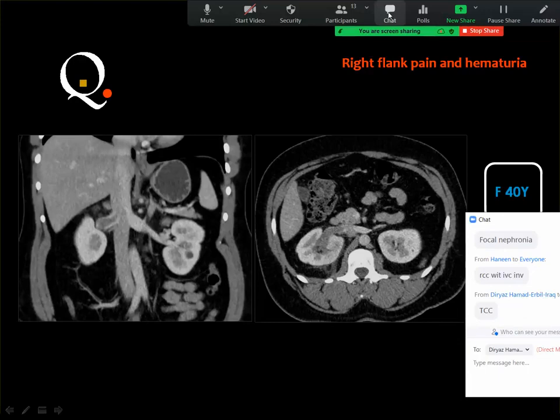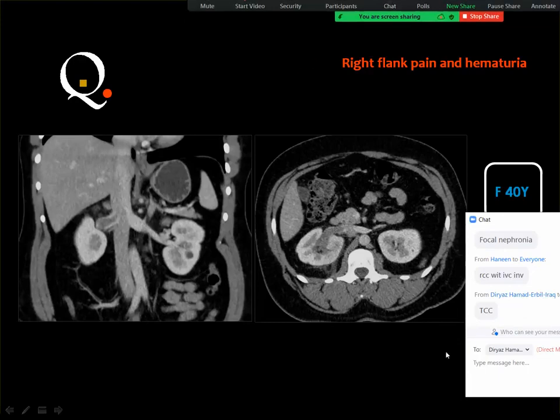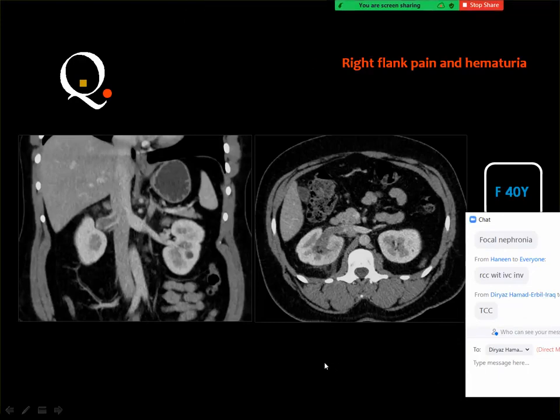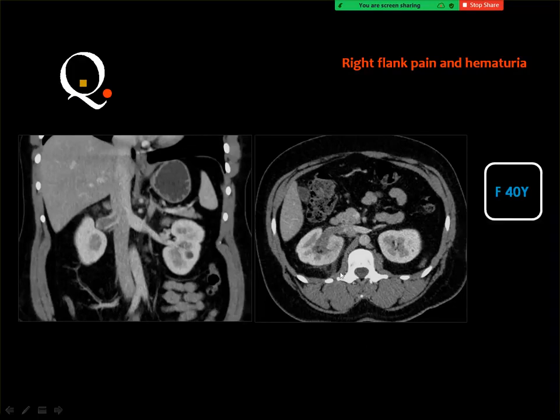No, this is not transitional cell carcinoma. You do not see a mass in the collecting system. You see only that the renal vein is thrombosed. And in cases of renal vein thrombosis, you get some swelling of the kidney, some stranding of the perinephric fat, and relatively poor function of the kidney.